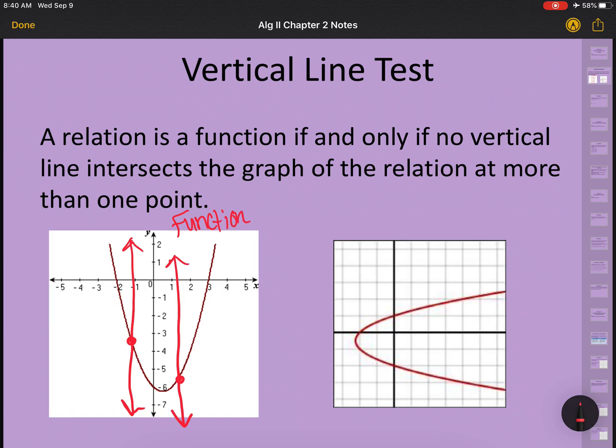Over here, if I draw any vertical line, it's crossing the graph at 2 points. So this says an input has 2 outputs. Well, that can't happen with functions. This is not a function. So this is how we use the vertical line test to see whether or not a graph is a function.